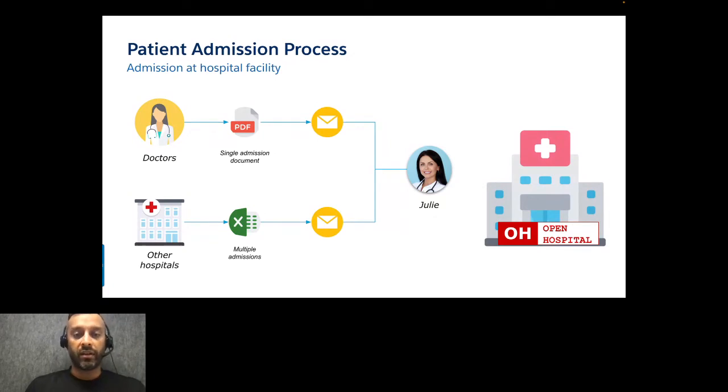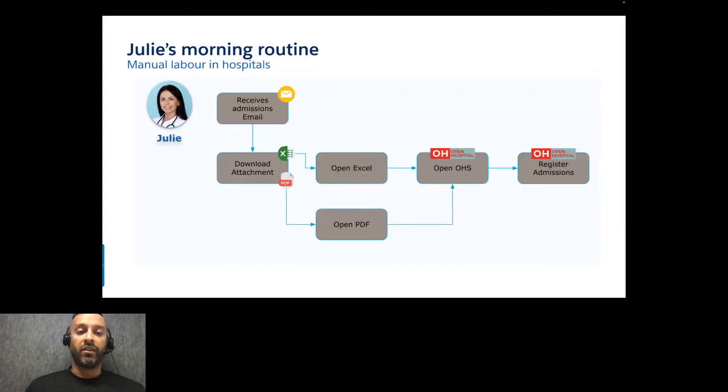This is an HLS use case, health life sciences, but it's still a very valid use case. You receive an email with unstructured data attached to it. This data needs to be processed, whether in a hospital system, SAP, or Salesforce Health Cloud. There is manual intervention with a defined pattern of repetitive work, which you can remove and replace with RPA. While Julie would receive the email, download the attachment based on the type, read line by line or open the PDF, and then register the admissions, the same can be done by a bot.